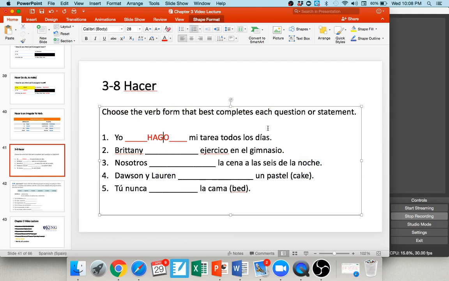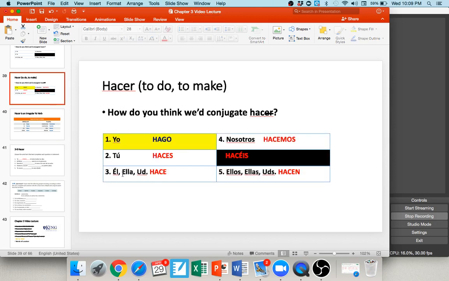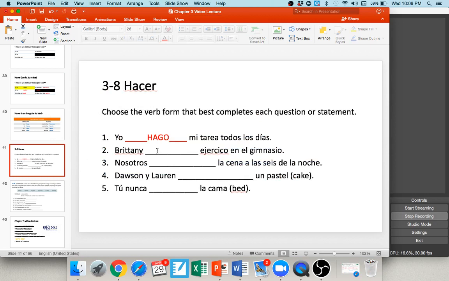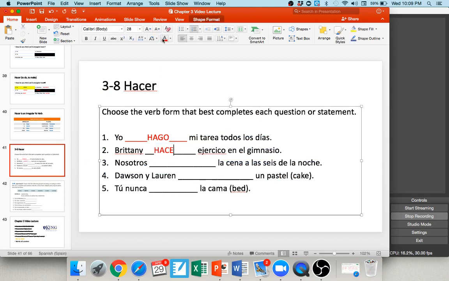Number 2 tells us that Brittany blank ejercicio en el gimnasio. Brittany blank exercise in the gym. She makes or she does exercise in the gym. We're saying she does exercise. She exercises in the gym. So Brittany would be I, you, he, she, we, they, or you all. Brittany would be she. You know that our bottom left box here, ella, means she. So our correct answer here should be hace. We're going to say that Brittany hace ejercicio en el gimnasio. Okay? Number 3 tells us that nosotros blank la cena a las 6 de la noche. I want you to take a moment and give numbers 3, 4, and 5 a try for us.